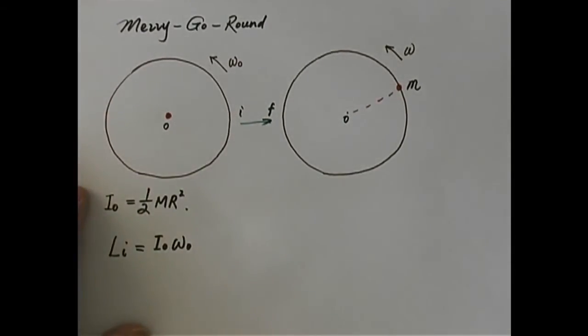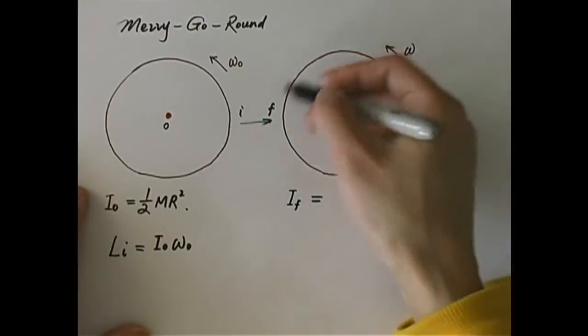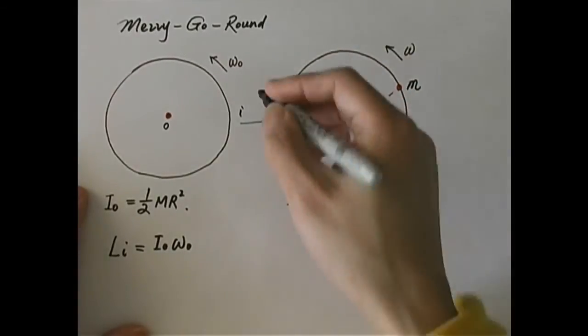How do you write L final? L final is equal to I final times omega final. Okay, so I final equals what? Well, first you still have I naught. Okay, you still have this from the disk.